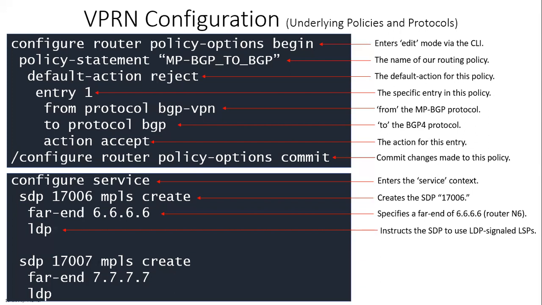So within each service distribution point, we're going to specify the far end. In the case of 17006, our far end is going to be N6. And in the case of 17007, our far end is going to be N7. But we're going to instruct each service distribution point, as always, to use LDP signaled LSPs.